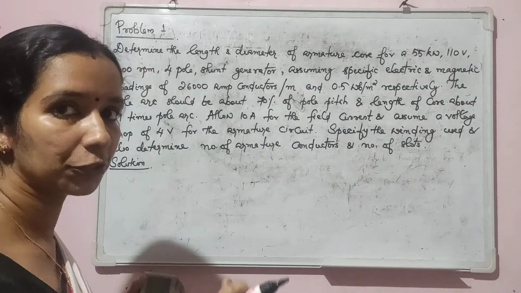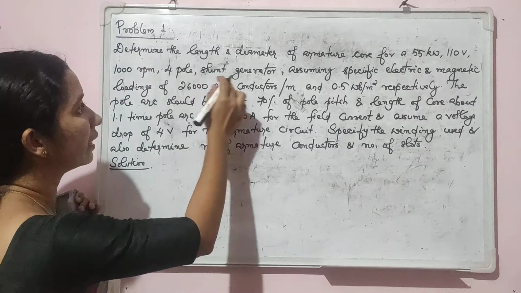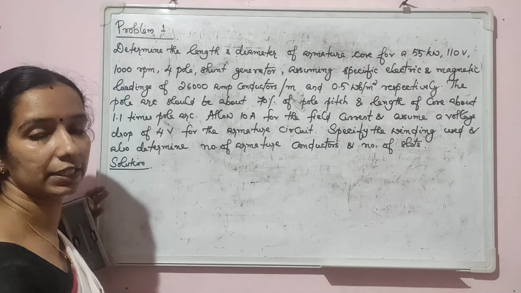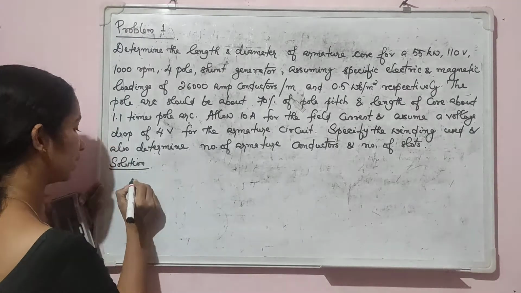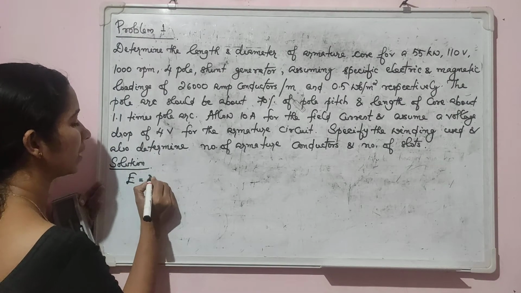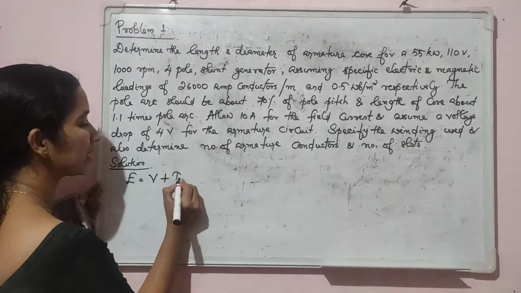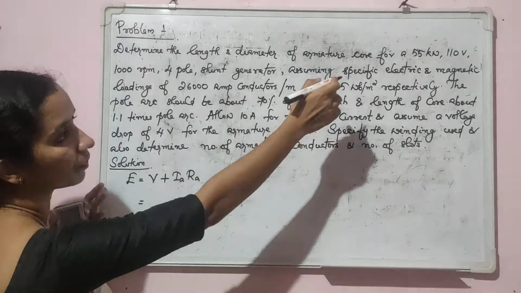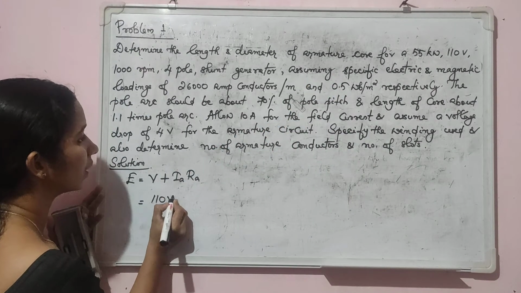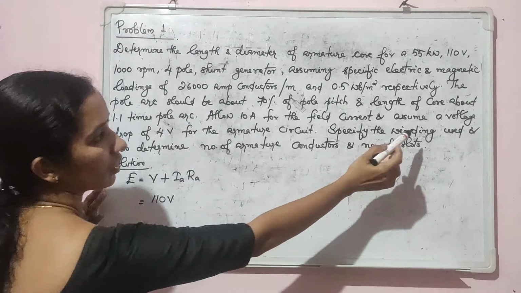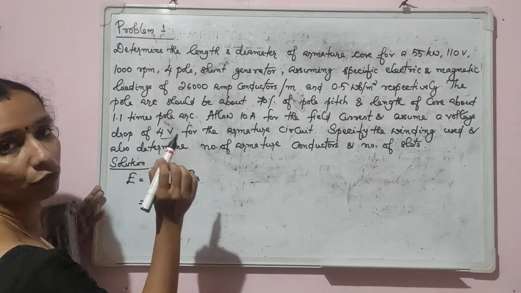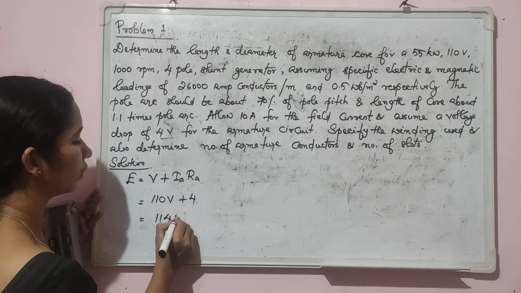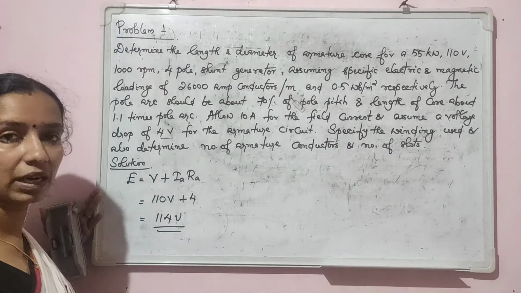We have to calculate induced EMF and armature current, and we know the voltage relationship for a shunt generator. For a shunt generator, the induced EMF E can be written as terminal voltage V plus voltage drop in the armature. V is given here as 110 volt, and the voltage drop in the armature is given as 4 volt. So 110 plus 4 is equal to 114 volt. So this is the induced EMF in the armature.